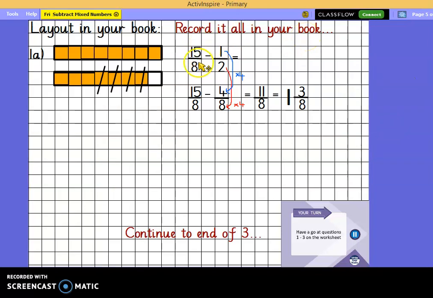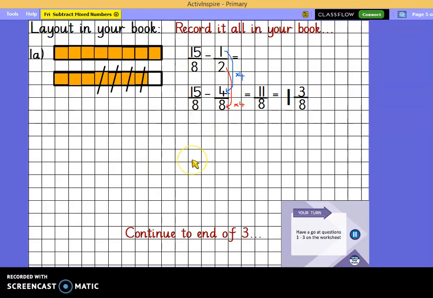So 15/8. Eighths tells me the whole one is split into 8 pieces, and I've got 15, which means I need to make a new row. So that's 8/8, 9, 10, 11, 12, 13, 14, 15 coloured in. I'm subtracting a half, so I'm converting it into eighths as well. Multiply both parts by 4 to get 4/8, and then I cross 4/8 off, which leaves me with 11/8. And I can see here that's 1 whole one and 3/8.